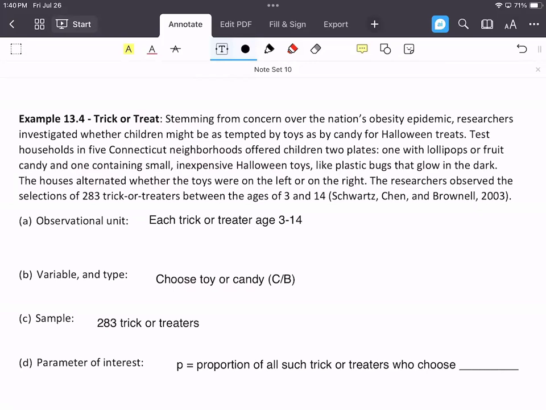Parameter of interest. Now, this is where it gets a little more challenging. P is the proportion of all such trick-or-treaters who chose... It's like, well, which one do I do, toy or candy? Honestly, it doesn't matter. You need to choose one to test and then be consistent with the number all the way through. I chose to test candy. Because if you find a preference, are we looking specifically for a preference? That's where I guess we should step back for just a moment. So before I continue with that, why did I choose candy? I chose candy because, well, I like candy more than those little glow-in-the-dark bugs, personally.